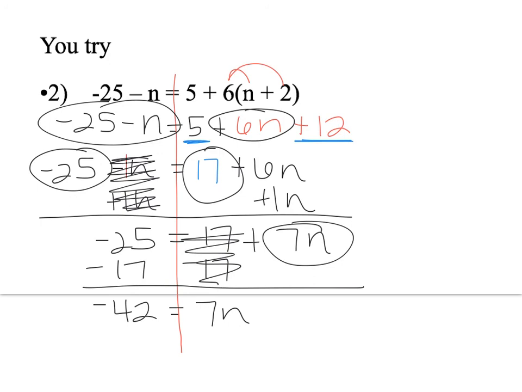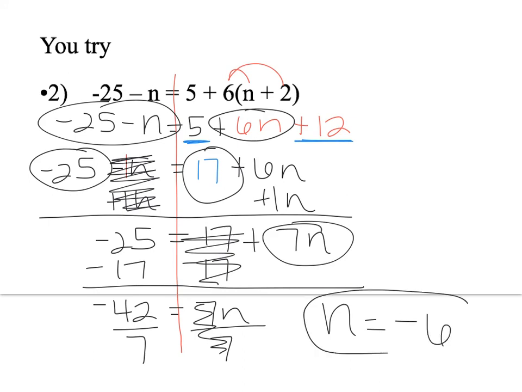Alright, and the last step, you're going to move your coefficient. We're going to do that by dividing. So n is going to be whatever negative 42 divided by positive 7 is, which is a negative 6.